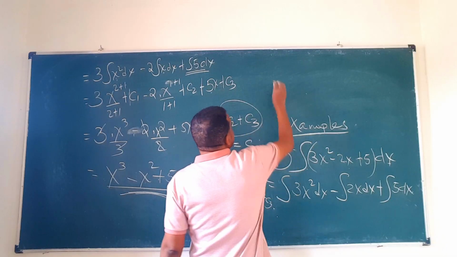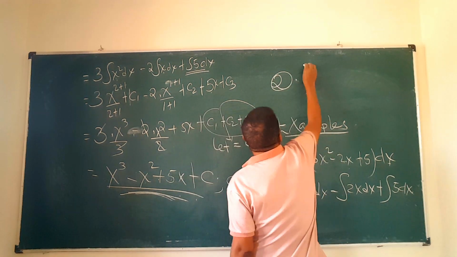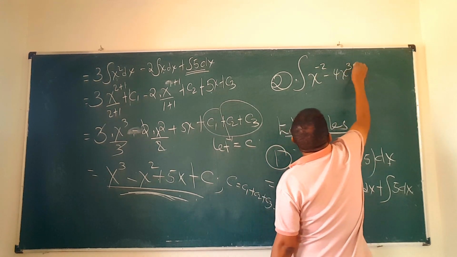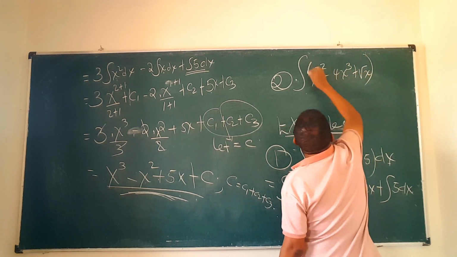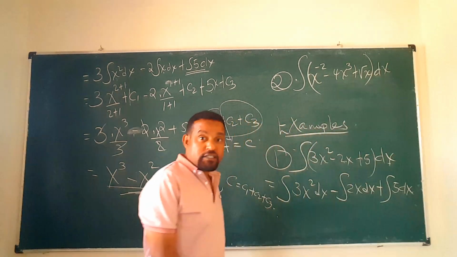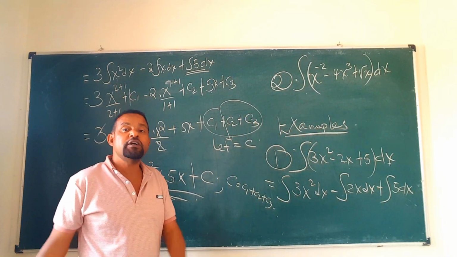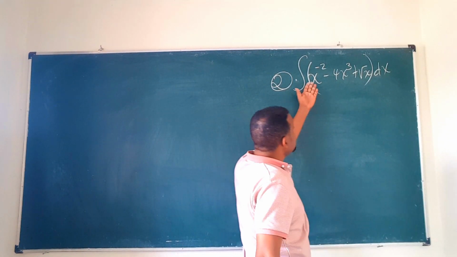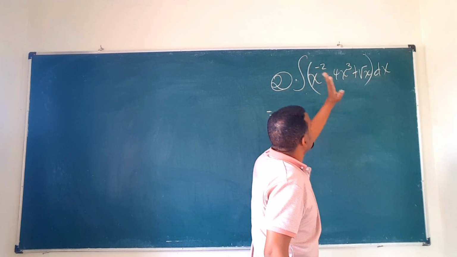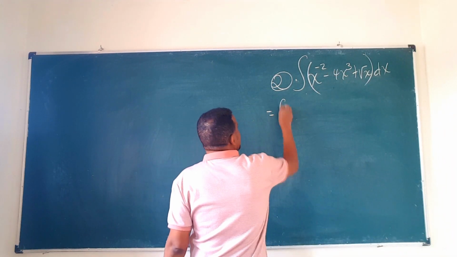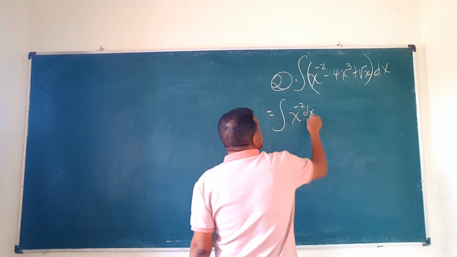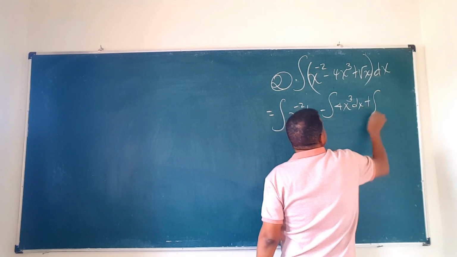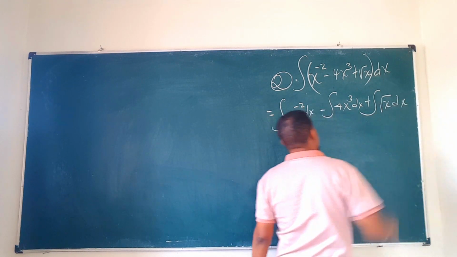plus c. Well, the next example is the integral, say for example, of x to the power of negative 2 minus 4x cubed plus radical x dx. As I told you, these problems are from your textbook, the exercises given there. So that will be, look here, subtraction rule, addition rule, constant rule. So this will be the integral of x to the power of negative 2 dx minus the integral of 4x cubed dx plus the integral of radical of x dx.